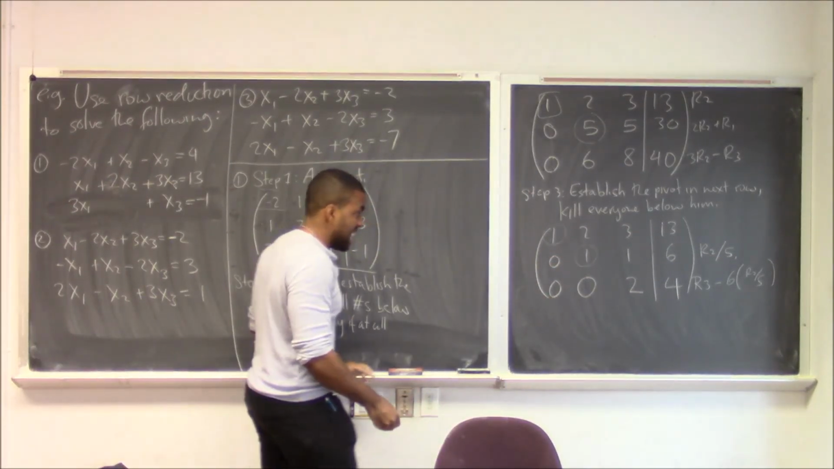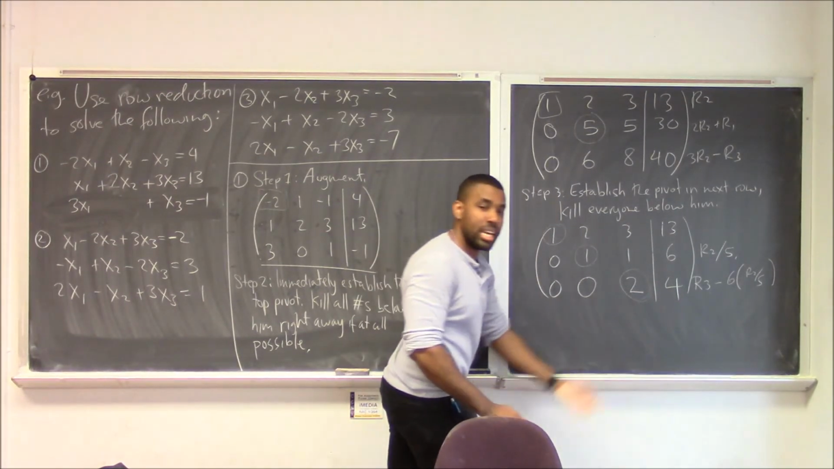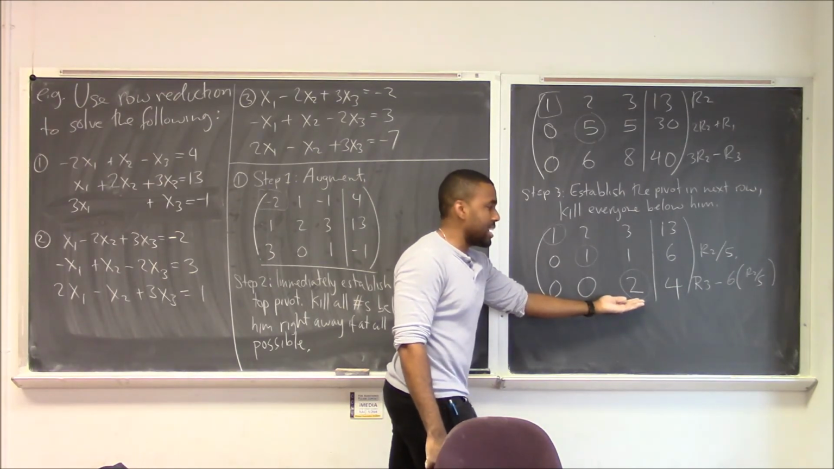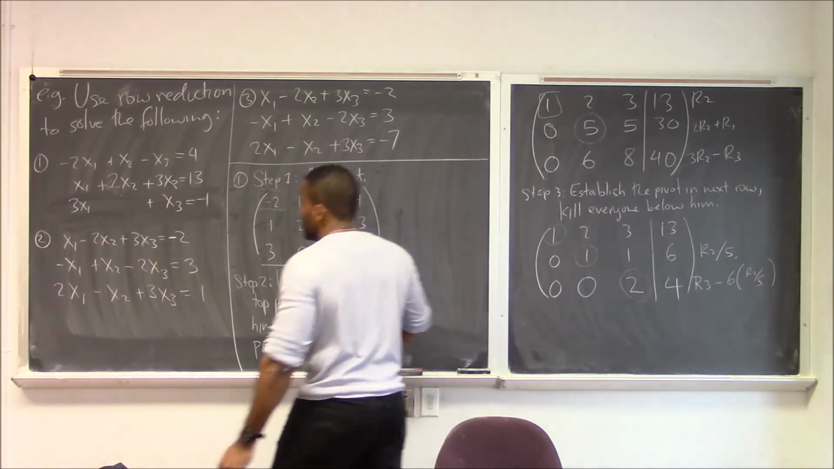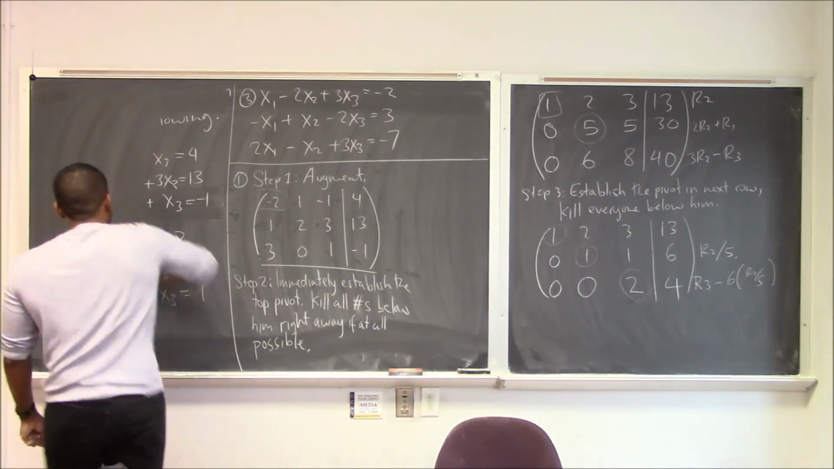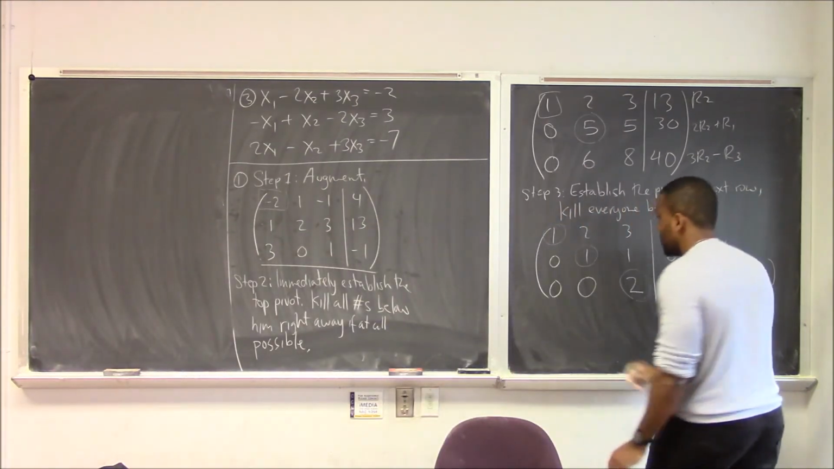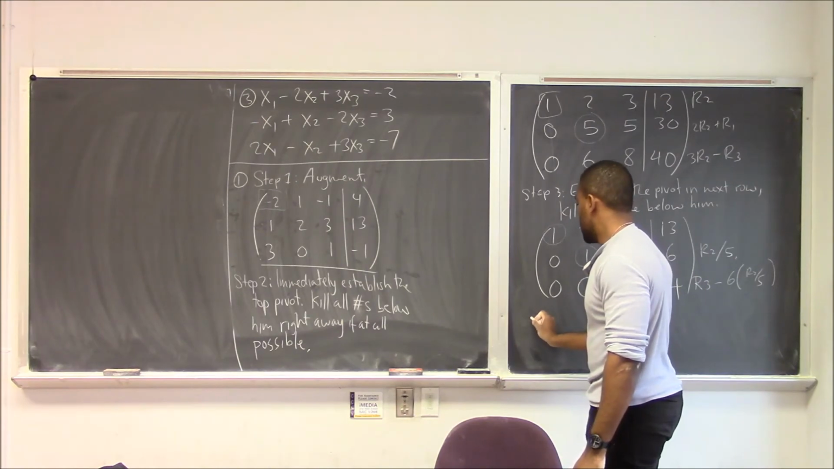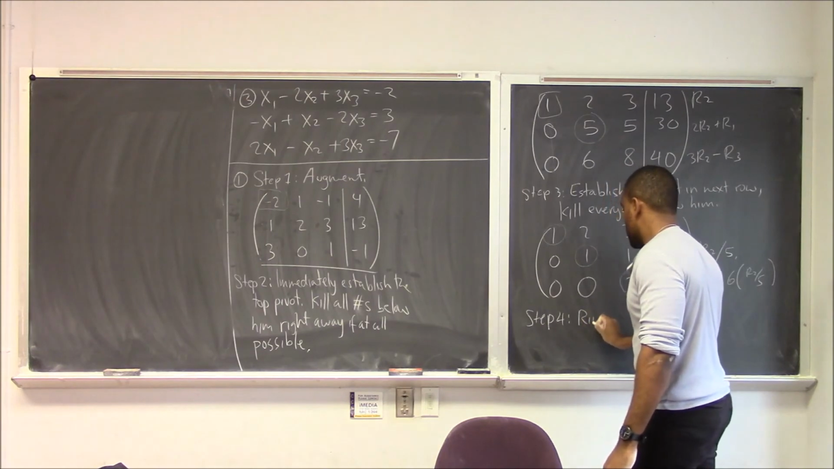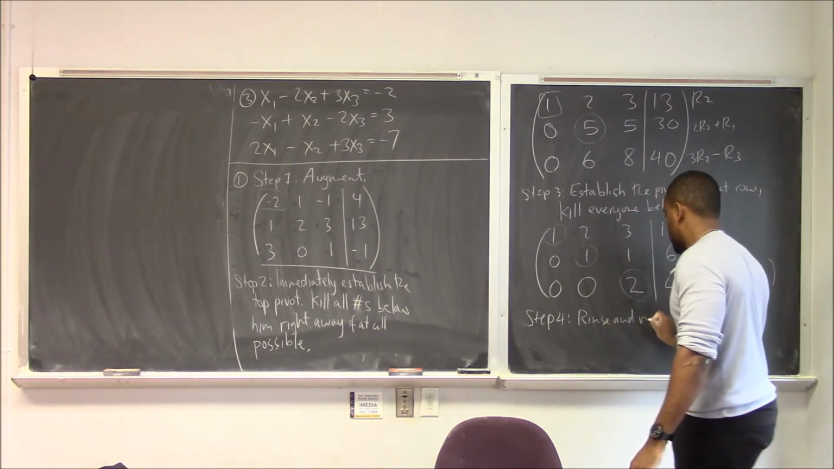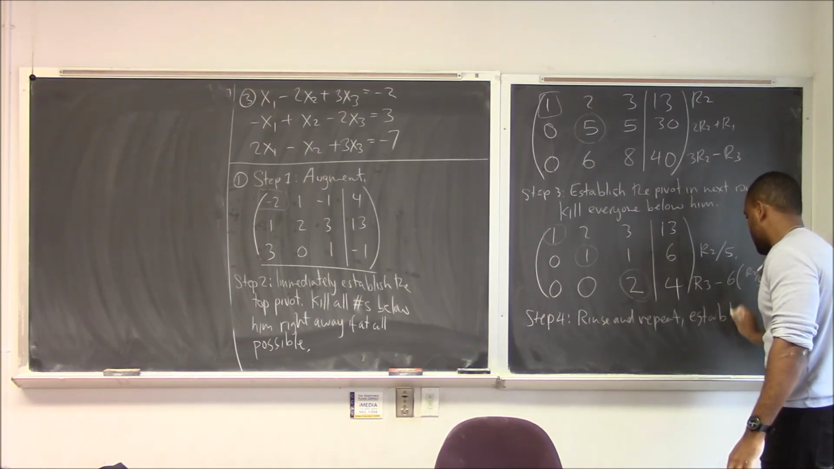So I'm going to want to get the last pivot, which is going to be in that position, obviously. There's no one below that to kill, so I'm just going to worry about, can I get a 1 here without creating fractions? Sure, it's easy. I can just divide by 4, divide by 2. So, kind of step 4. Rinse and repeat. Establish all pivots before moving on to the next.